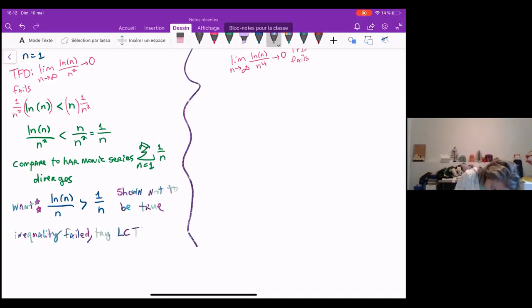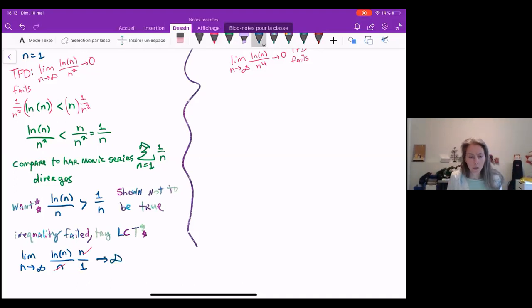But for the same reason that the test for divergence fails, the limit comparison test will also fail. If I'm taking the limit as n goes to infinity of ln n over n, and then remember I flip the other thing, n over 1, that ln n is just going to give me infinity. So I get infinity, which means the limit comparison test fails. Most of the time when there's a ln n involved, the limit comparison test is either going to result in 0 or infinity and therefore fail. Okay, so in this case, we tried comparison, it didn't work.